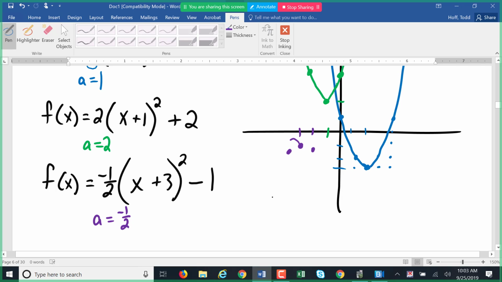When we went over 2, we went up 2 squared. Now we go 2 squared times the -1/2. 2 squared is 4, times -1/2 is -2. So we go down 2. Do the same over here. So now that a equals -1/2, it's opening downward, but it's also a much wider parabola, like that.